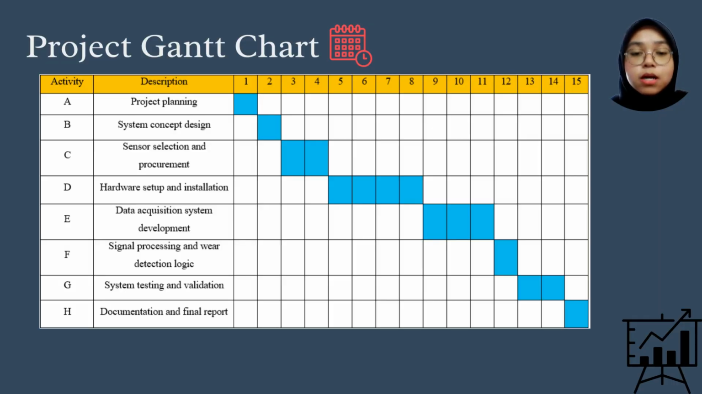Once the components are ready, hardware setup and installation is performed, followed by data acquisition system development to allow data to be collected during the grinding operations. After that, signal processing and wear detection logic are developed to analyze the sensor data and identify grinding wheel wear. At the final stage, system testing, validation, and documentation are completed. This Gantt chart helps us ensure that the project is well organized, progresses smoothly, and is completed within the planned time frame.